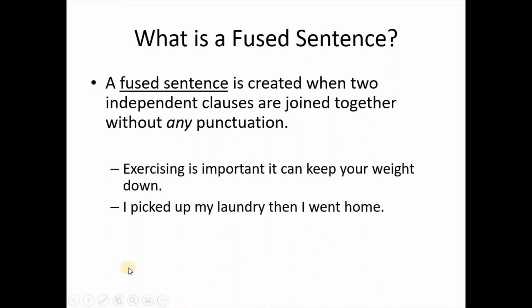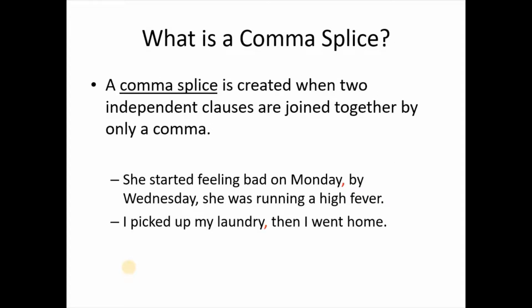A dependent clause is missing the meaning and it cannot stand alone. If you look at these two examples, they have two independent clauses each. "Exercising is important" is an independent clause with the subject "exercising" and a verb "is", and together they make complete thoughts. Same thing for "it can keep your weight down": it has a subject, verb, and complete thoughts, and the same thing for the second one. I hope this is enough and you learned what a fused sentence is. Now let's move on to the next one, comma splice.